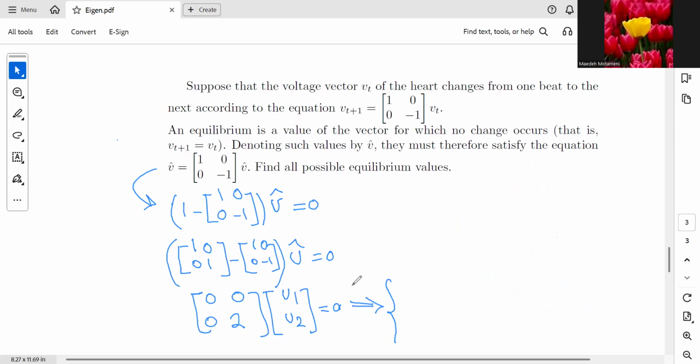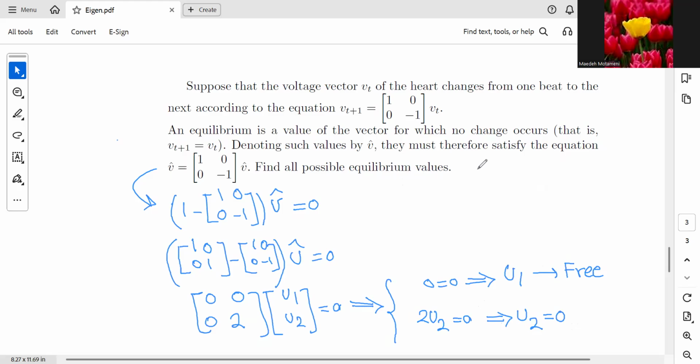For the first part, if you multiply this and this, you get nothing. You get 0 equals 0. But for the second part, this and this, you get 0 times v sub 1 plus 2 times v sub 2 equals 0. From this, we would conclude that v sub 2 is 0. It cannot be any number. But in here, we don't have any conclusion about v sub 1. This is why we call it free. You can pick any number as we have talked before.